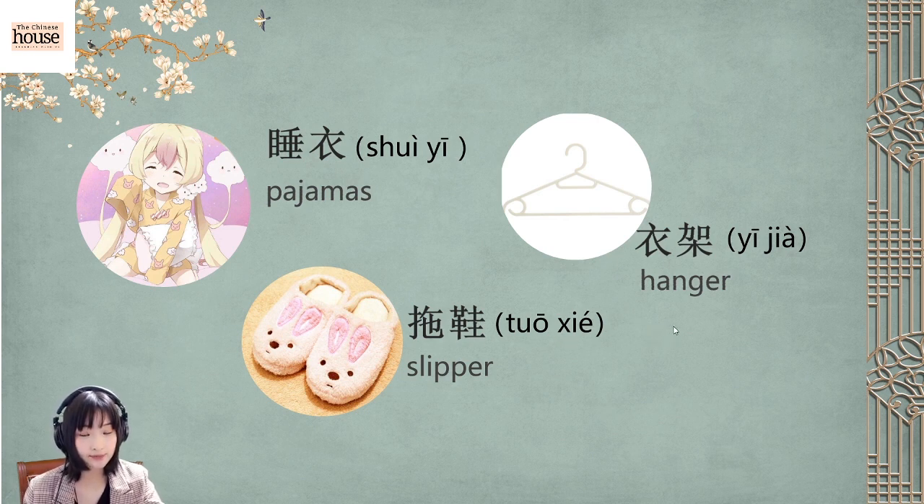拖鞋. 鞋 means shoe. 拖鞋. Hanger, 衣架. 衣 first tone, 架 fourth tone, 衣架.